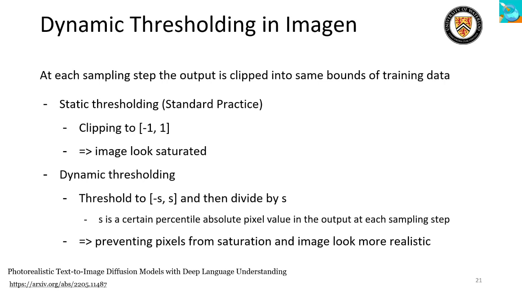So at each sampling step, the output is clipped by the same bounds of the training data. In static thresholding, which is the standard practice, they clip it back to -1 to 1. This makes the image look saturated. But in the dynamic thresholding proposed by Imagen, it is thresholded at first to a certain percentile absolute pixel value in the output at each sampling step, and then divided by s, which is basically normalizing it back to -1 to 1. This prevents pixels from saturation, and the image will look more realistic.